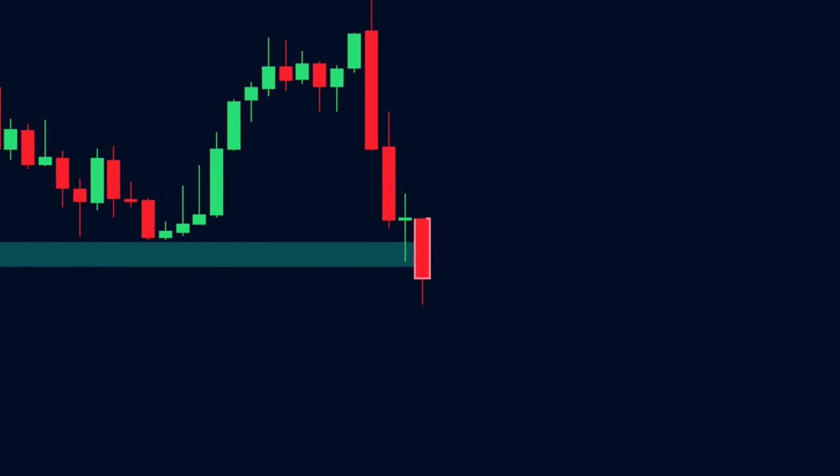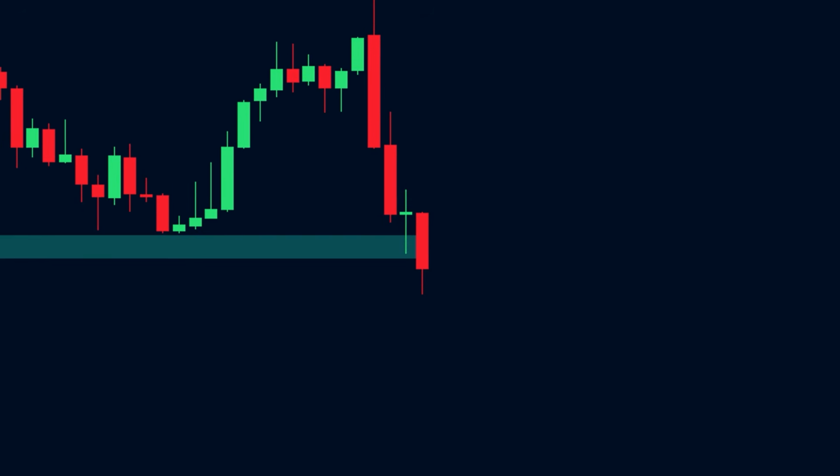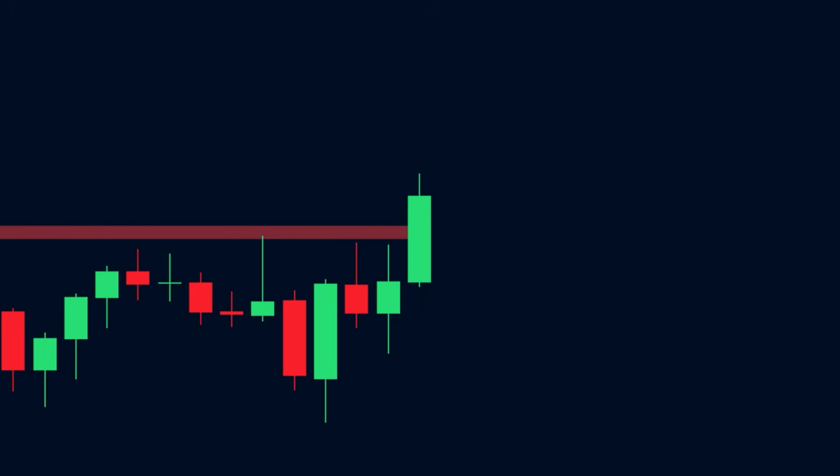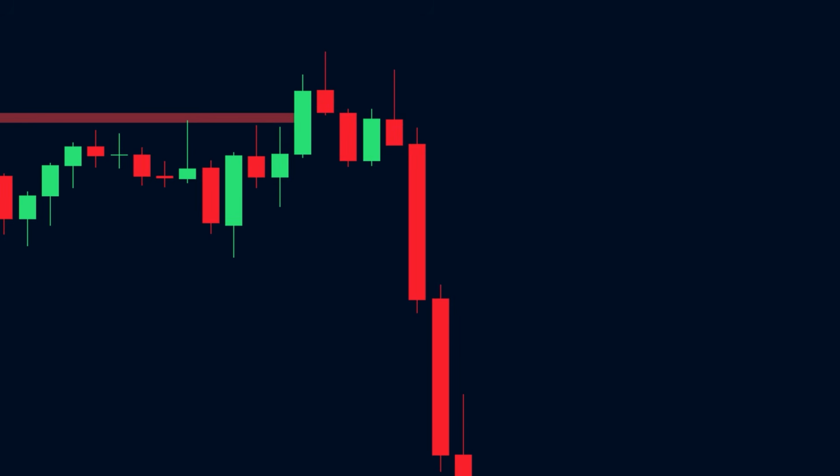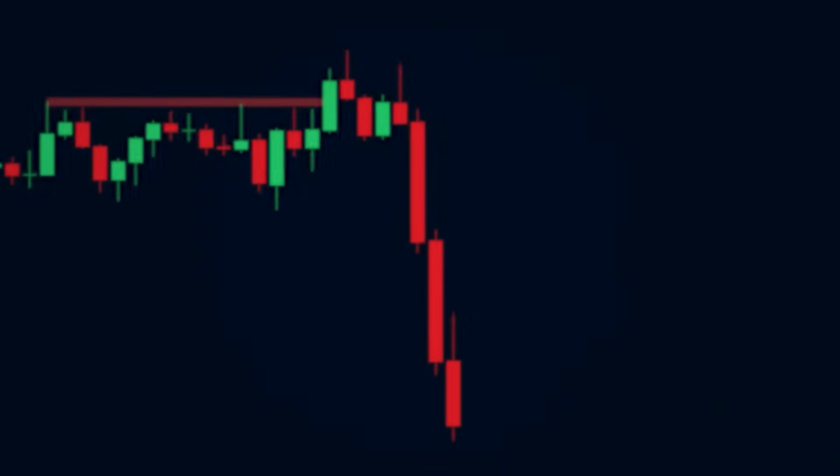How many times have you watched price break through support only to reverse and rocket higher, or break resistance, then collapse seconds later? Those aren't random spikes, they're breaker blocks in action. Once you understand how to spot them, you'll never see reversals the same way again. Let's start with the foundation.